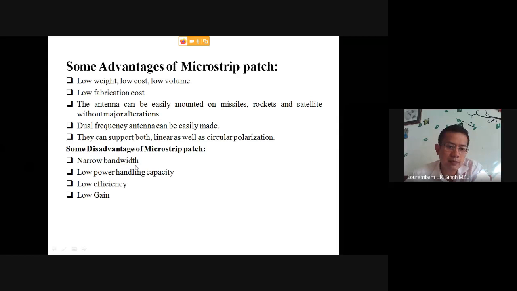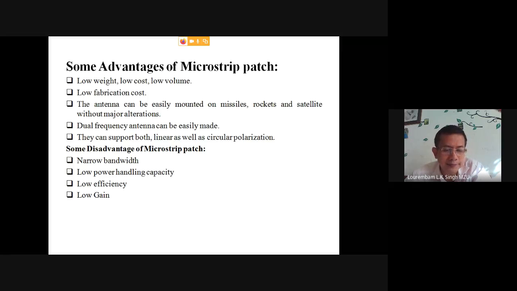One is the narrow bandwidth. Another is the low power handling capacity, efficiencies are a little low, and it has low gain. But there are many reports already where a very large bandwidth can be obtained, even ultra wide band. In my presentation we have some antennas which work in ultra wide band also. Power handling cannot be as large as that of a parabolic antenna, so there is some limitation. But there are reports where power handling capacity can be increased. Normally efficiency up to 80-90 percent can be easily obtained.